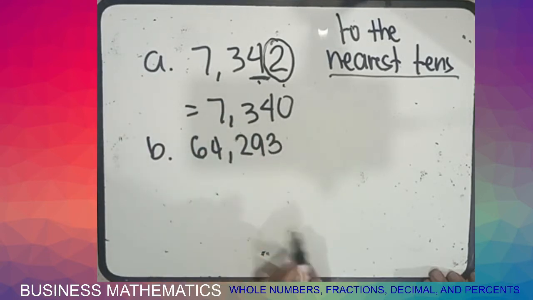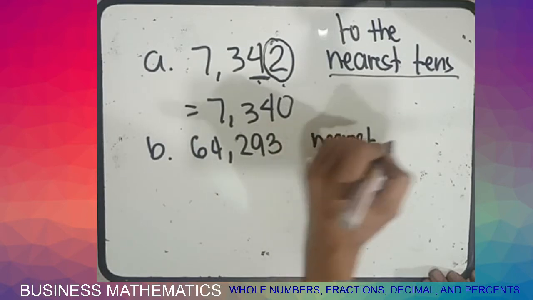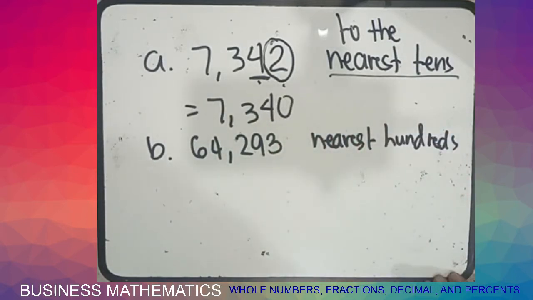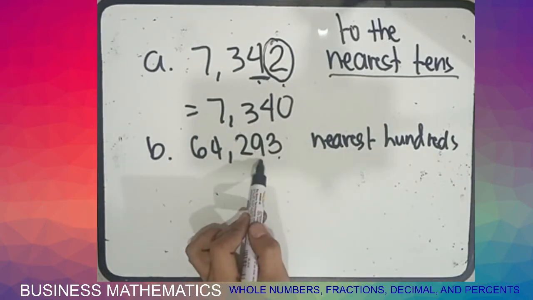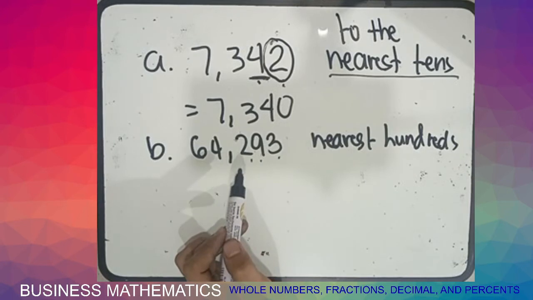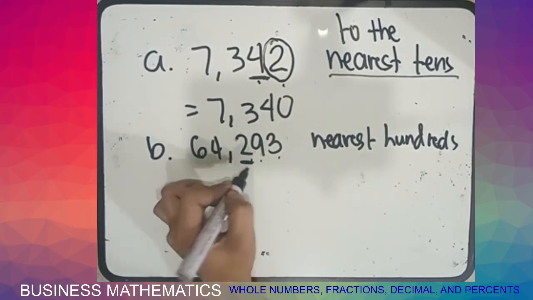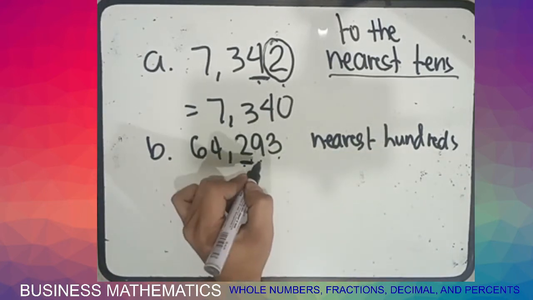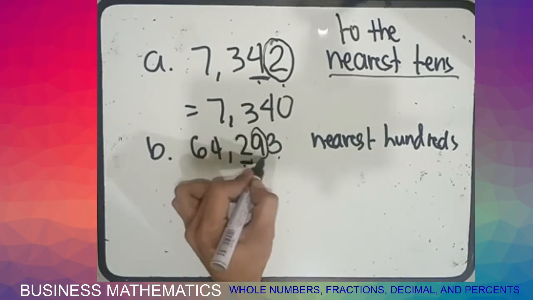64,293. So, i-round up natin daw siya into the nearest hundreds. So, nasan yung hundreds na yan? So, bibilang ulit tayo. Ones, tens, hundreds. So, ang hundreds natin ay si 2. Okay? So, ito yung place value natin, si 2. Si hundreds natin. So, titingnan daw natin kung ano yung nasa right niya. So, ang nasa right niya is si 9.